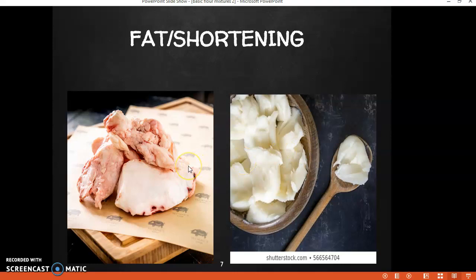The picture we have here, the first one is suet. This fat is from sheep, cow, and goat. This one too is lard. This is known as lard. It is very soft as compared to the suet. This is from pig.